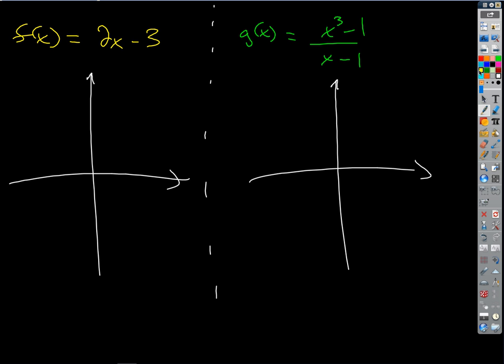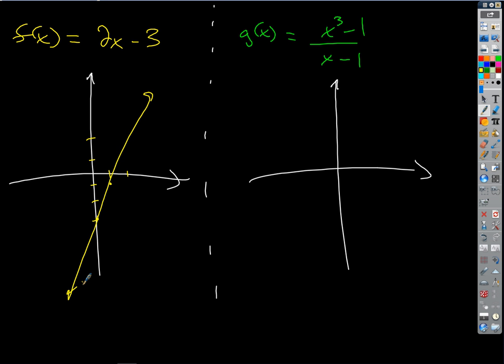Well, tell me, you can graph that one. What's that going to look like? What is it? Line. Tell me what are the parameters? Y-intercept? Negative 3. Slope 2. So it looks like that, right?